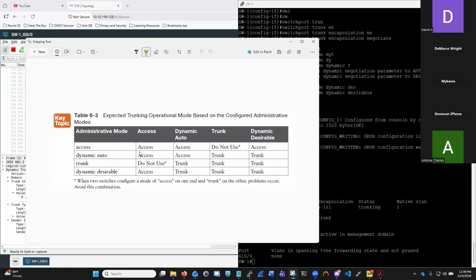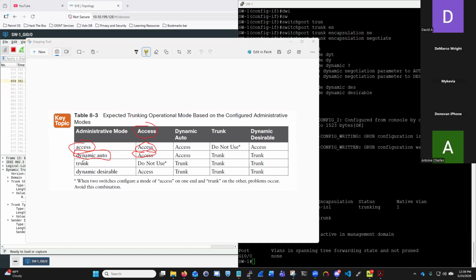It's actually a cross-by-cross table, right? And it tells us here, let me go ahead and pull out my pencil. There's an access port. Whenever you configure the other side as an access port, what happens? It's access. If we configure one side to be an access port but the other side to be dynamic auto, what happens? It's still going to be an access port.